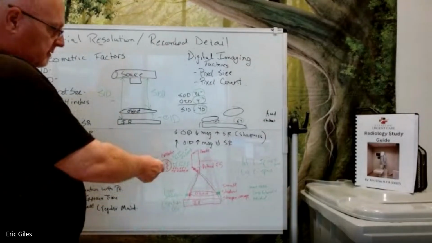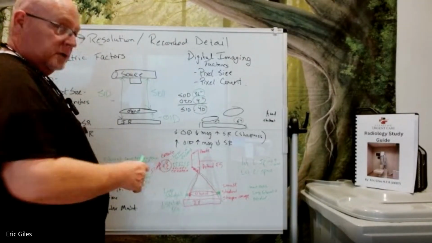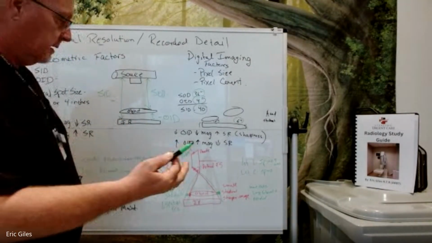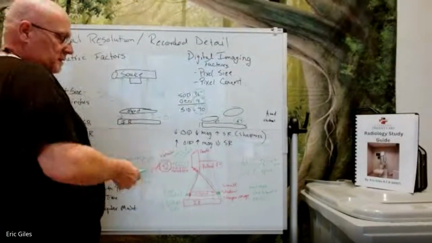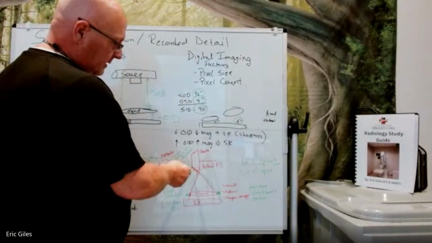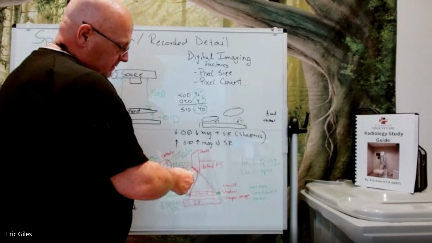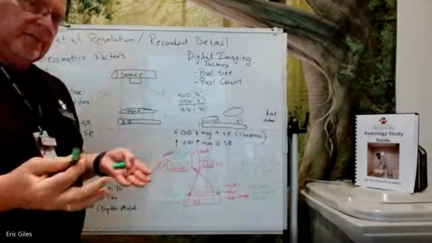Now, on the other hand, we've got a large filament or a large focal spot. When we hit the large filament, we're actually producing more electrons. They're going to go over to the anode right here to the focal spot and collide with the anode and produce X-rays.